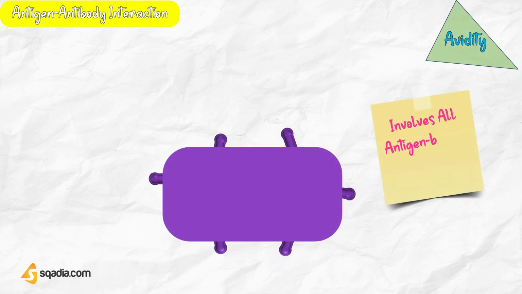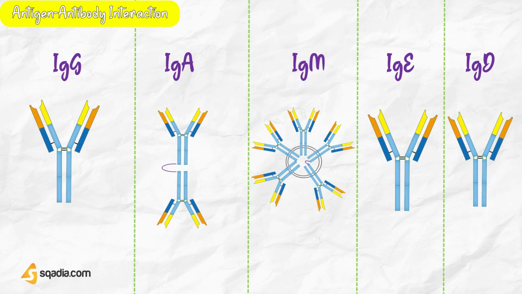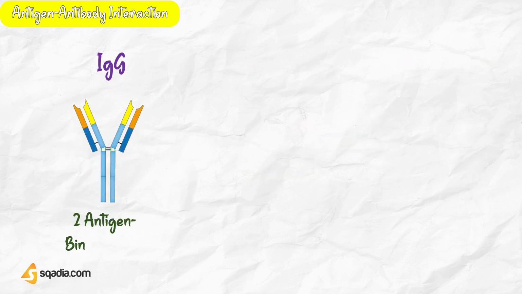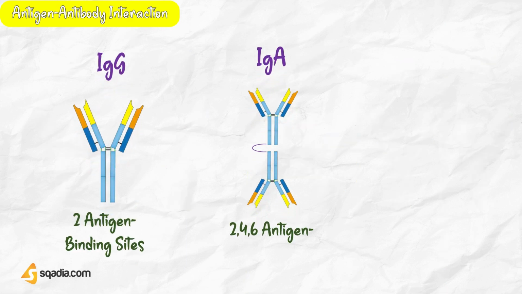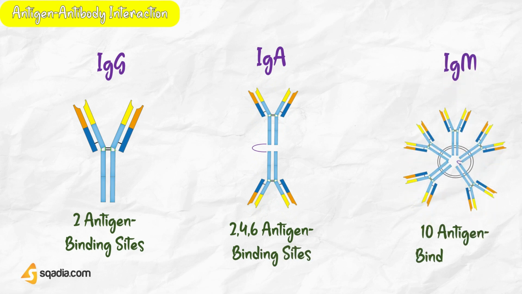Avidity of an antibody means the total strength with which an antibody binds to epitopes. It involves all the antigen binding sites of an antibody. If you recall, we talked about different immunoglobulins in the previous section. That concept will now come in handy to better understand avidity. As you know, IgG is a monomer and has two antigen binding sites. IgA is found in monomer, dimer, and trimer forms, so it has 2, 4, and 6 antigen binding sites respectively. IgM has a maximum of 10 binding sites.